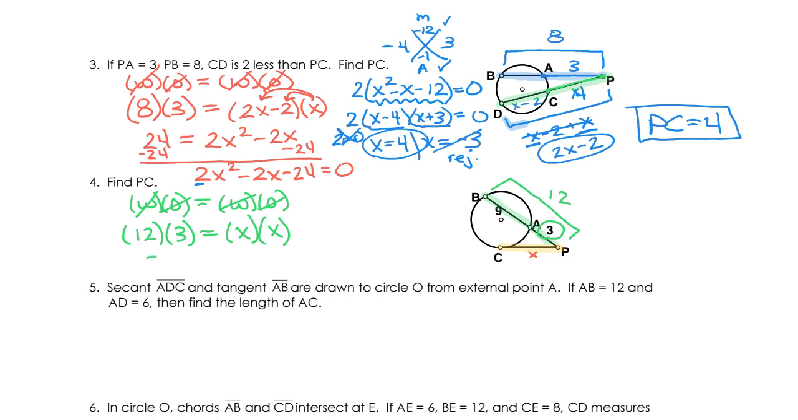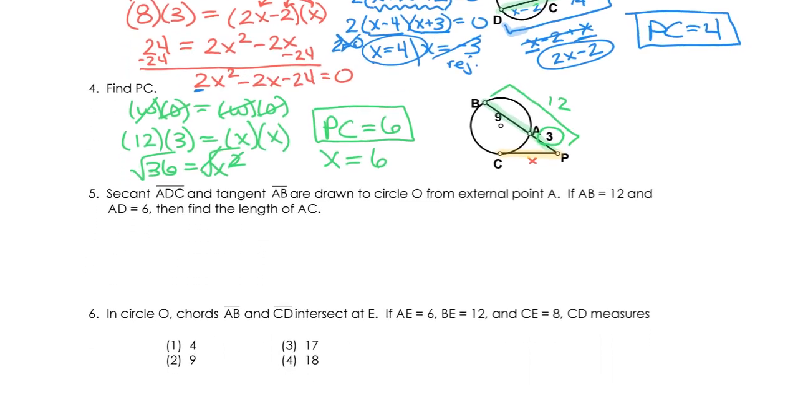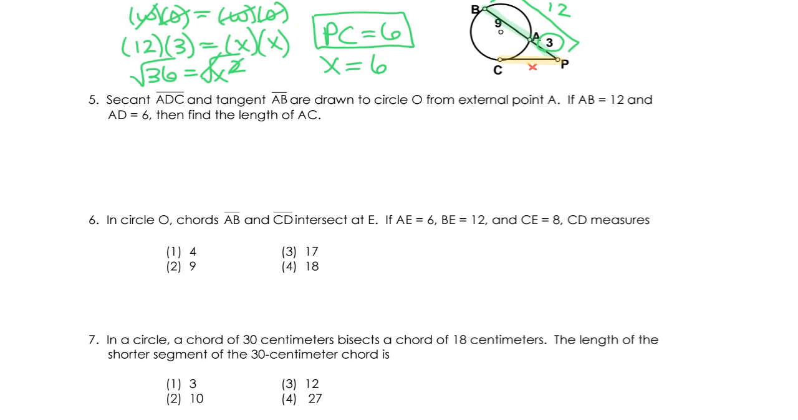12 times 3 is 36, equal to x times x, which is x squared. We'll take the square root, and we end up with x equals 6. Okay? And therefore, PC equals 6. All right, that one was a lot easier than number 3. Okay, so depends on what they give you. Depends on the level of the difficulty of the question.